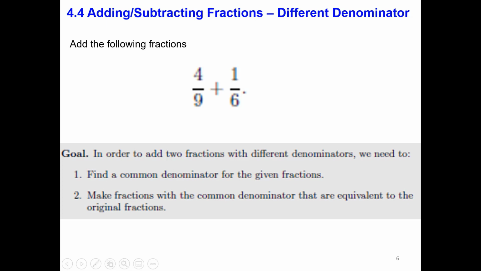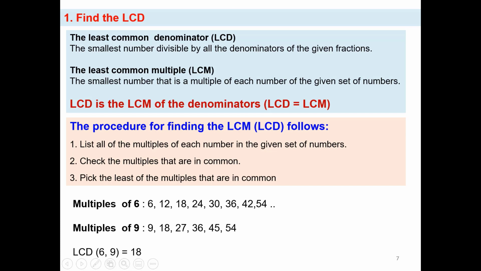How we will do that is we want to find equivalent fractions to the original fractions to get a common denominator. How will we do this? Step number 1 is we need to find the LCD, the least common denominator. The least common denominator is the smallest number divisible by all the denominators of the given fractions.